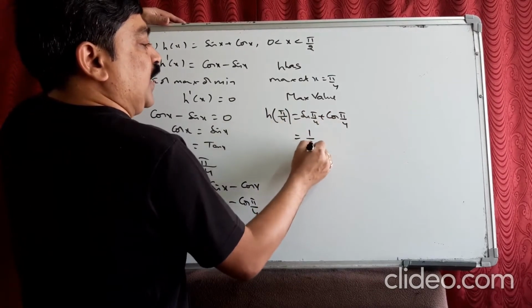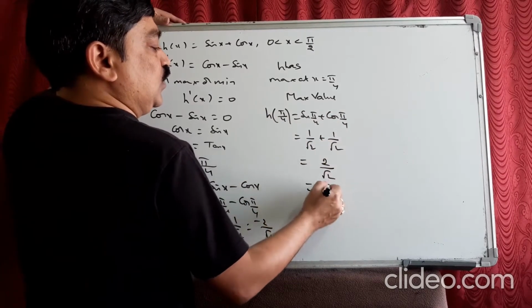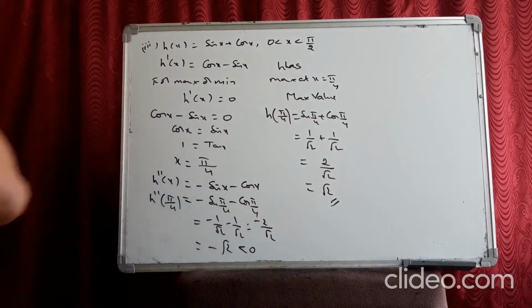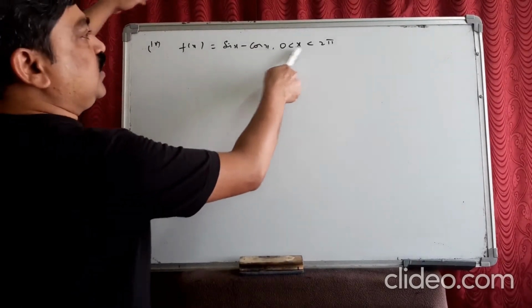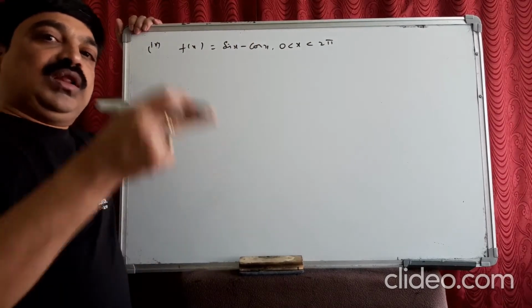It becomes 1 by root 2 plus 1 by root 2, which is 2 by root 2. So root 2 is the answer for this. For the same type in the next function, see in this question, x values are given in one complete rotation. 0 to 2 pi means you have to go for all the 4 quadrants.